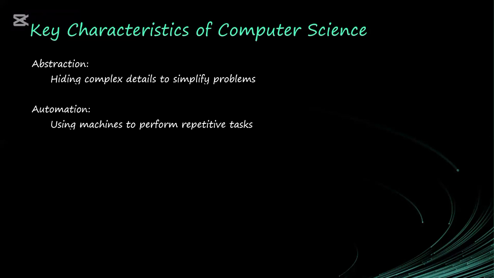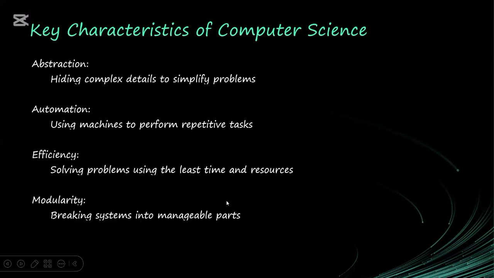Okay, automation: you use machines to perform repetitive tasks. Most of these times we don't even need to perform things manually anymore. Efficiency: solving problems using the least time and resources. Computer science can solve problems using the least time and resources, and that's why you see most employers now are using computers, because computers can work better than human beings. So they solve problems using the least time and resources.